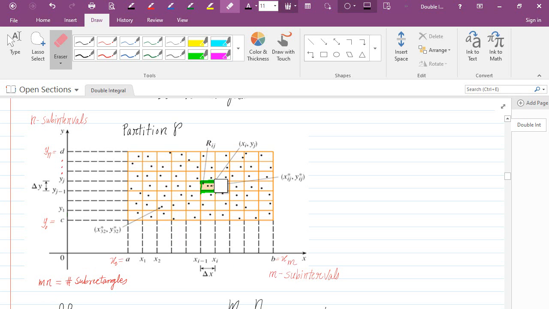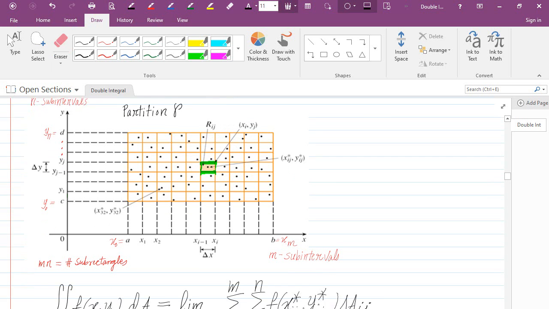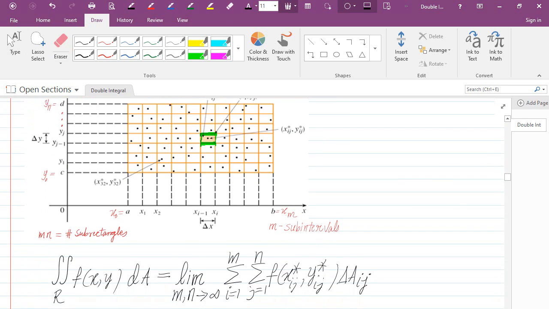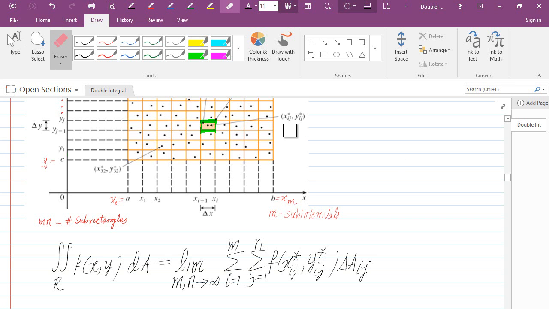Let's say that this green subrectangle is the ijth subrectangle, so I'm calling that Rij. In this subrectangle we are picking a test point, xij star comma yij star. We evaluate the function f at this test point, and then we multiply by the area of this subrectangle, delta Aij, and then we sum over all these subrectangles.